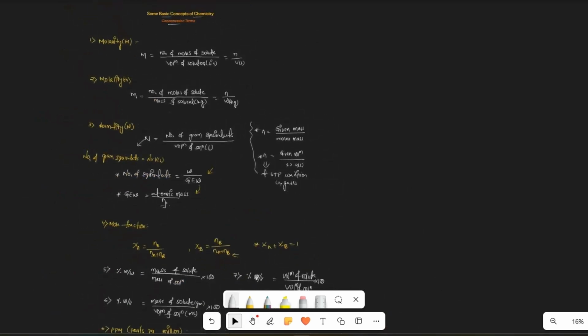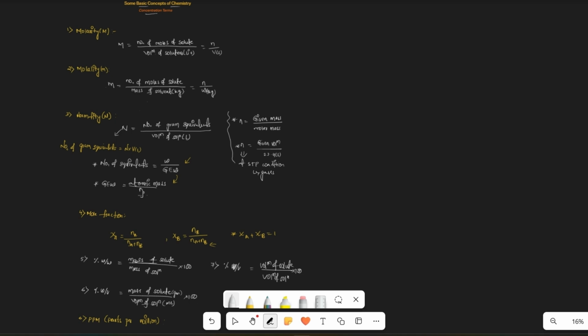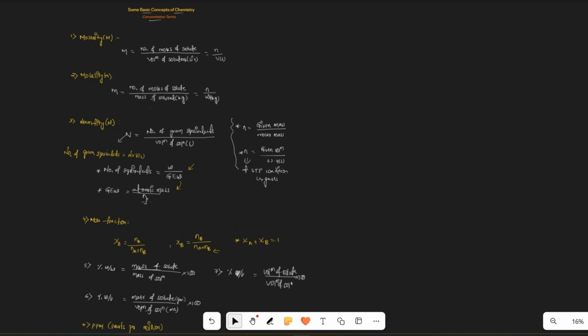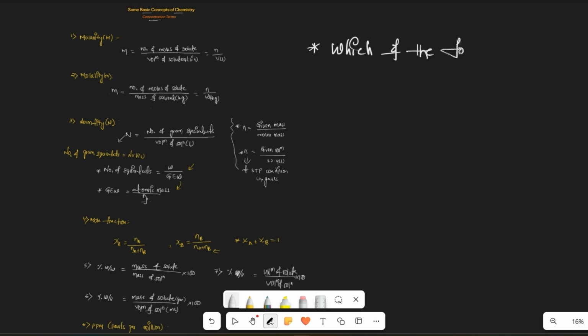So try to write it down once, and practice a few questions based on these formulas, and try to correlate all these terms. Let me know the answer to this question in the comment section. Which of the following concentration terms are temperature dependent, and why? Just tell me.